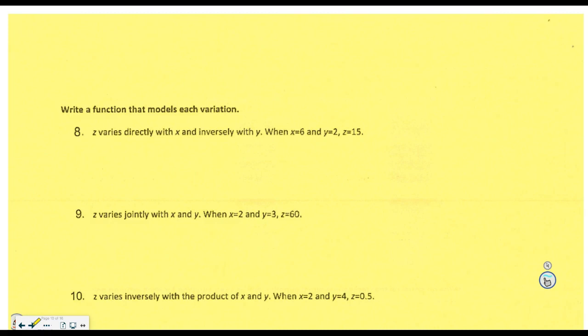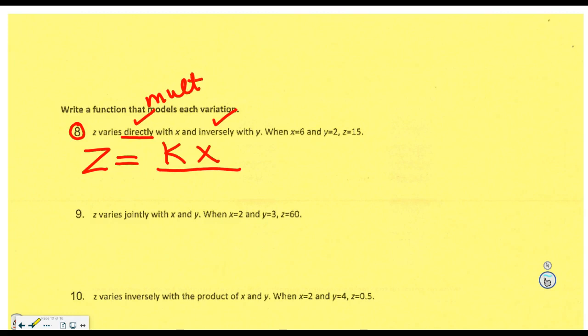Now, I kind of want to do an even on here. So when it says directly, that means you just multiply. When it says inversely, you divide. Okay? So when it says z varies, you're going to write z equals. It says directly, so you're going to take k, multiply it by x, but then it says inversely. What did I say that means? That means divide. This means multiply. You might want to point at that for when you do it, and this means divide.